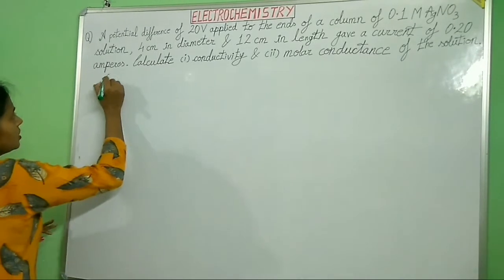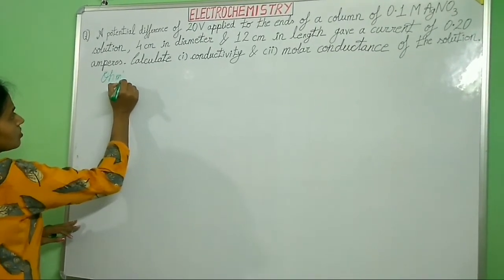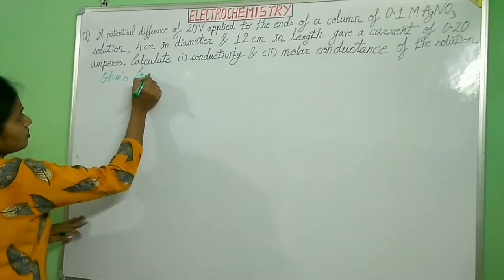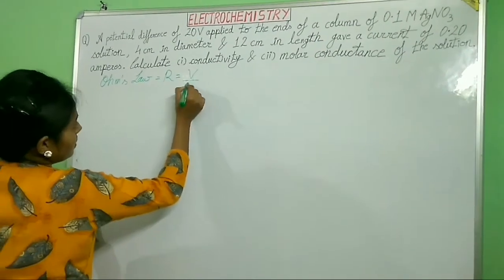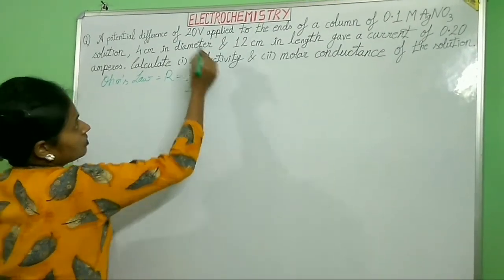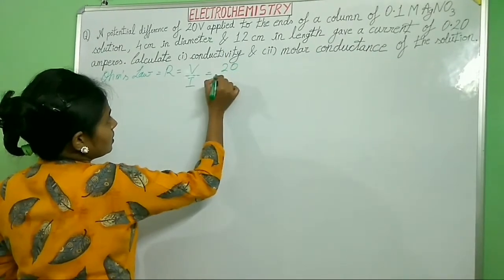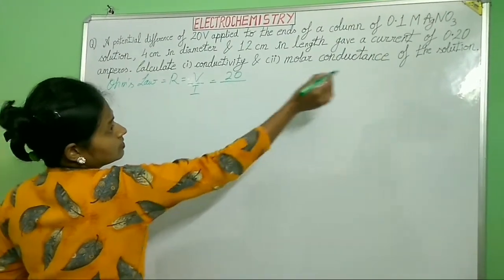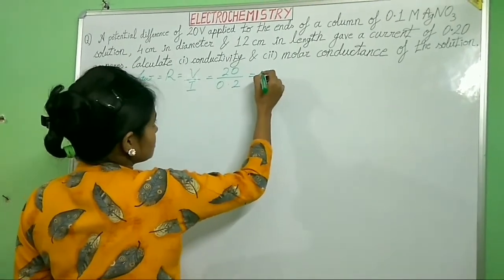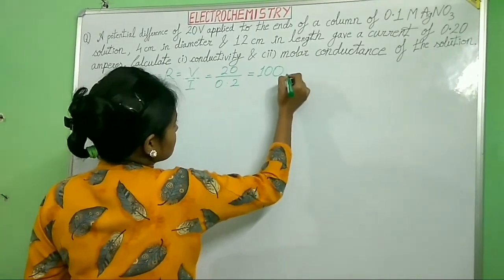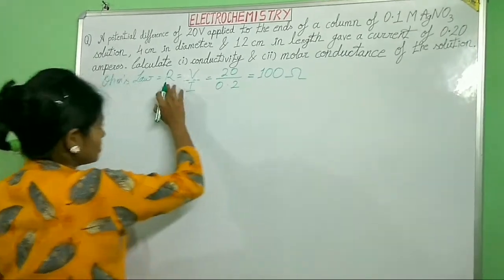So, according to Ohm's law, how can we find out the resistance? Resistance equals voltage by current. What is the voltage given in the question? That is 20, and current given is 0.2 amperes. So, what will be the resistance? 100 ohms. Ohm is the unit of resistance.